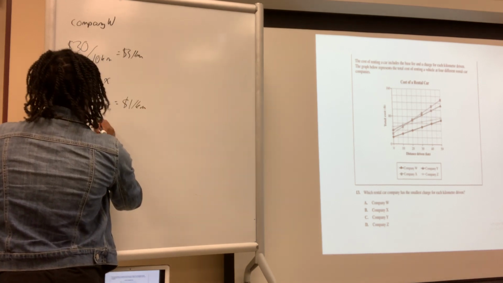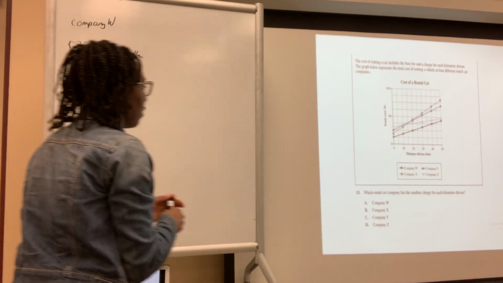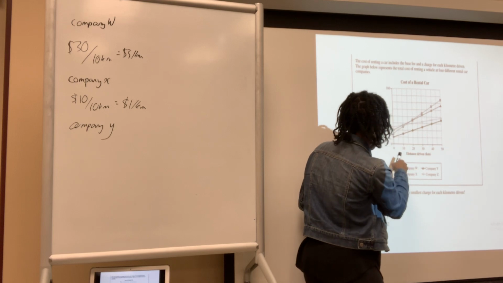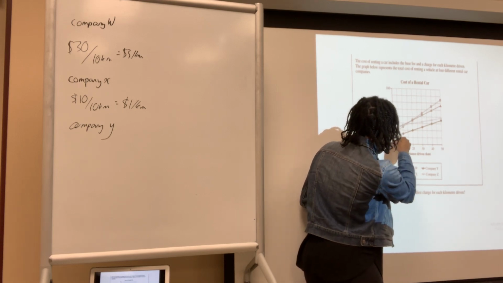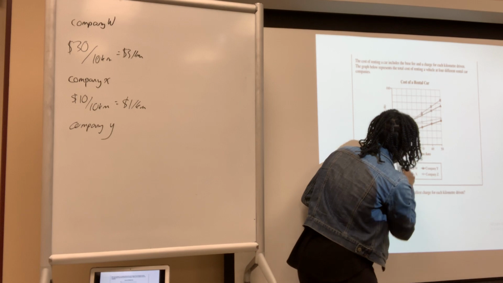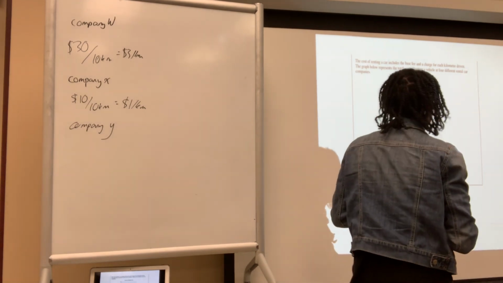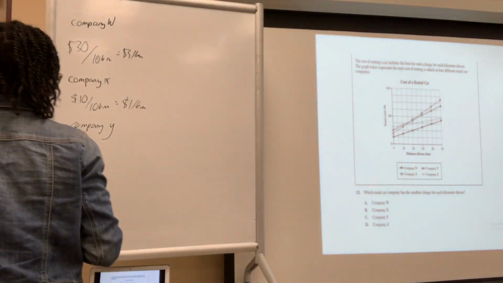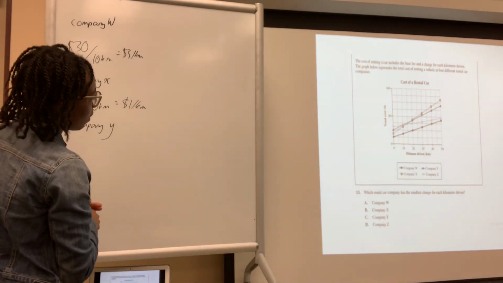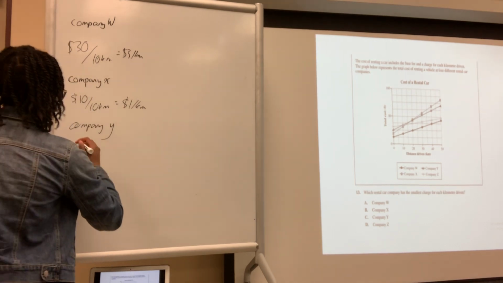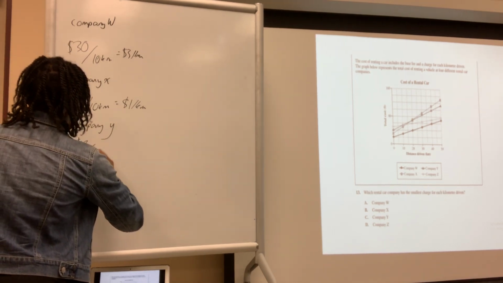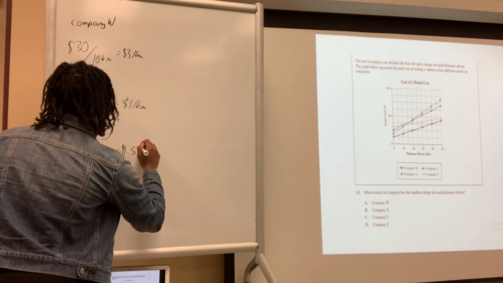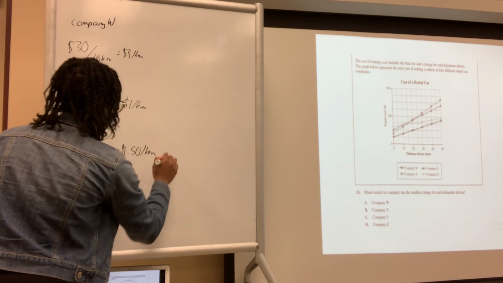Company Y. This one's kind of hard to see. So we start at 40 and we go to, I'm going to guess that's around 50. A little bit more than 50, let's say 55. So 55 minus 40 is 15. $15 per 10 kilometers. So $1.5 per kilometer. And finally, company Z.